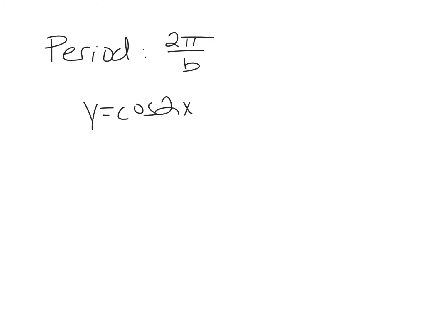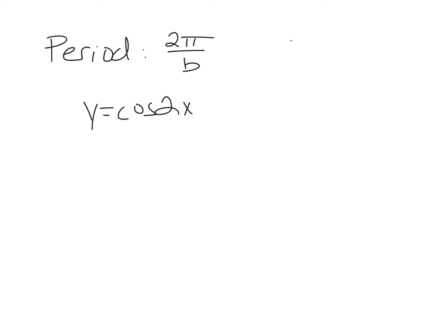Now let's talk about period. Period is essentially the length of one cycle of your graph, okay? A period for sine or cosine starts at 2 pi, okay? All the basic ones we did in the first section, and now it always starts at 2 pi. Now what changes that is the number right here, okay?